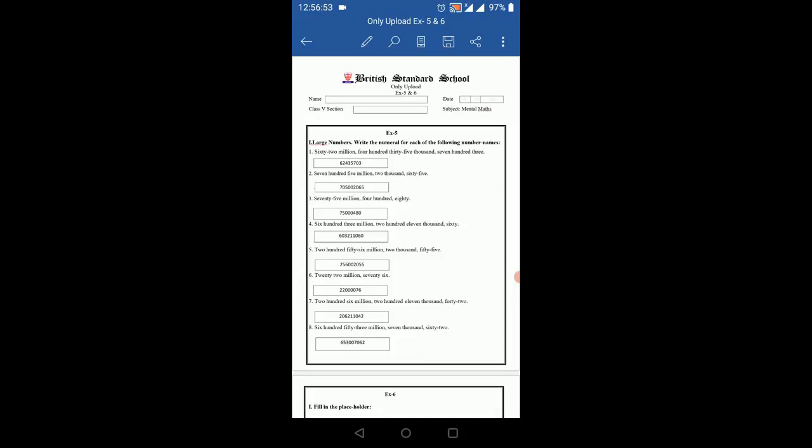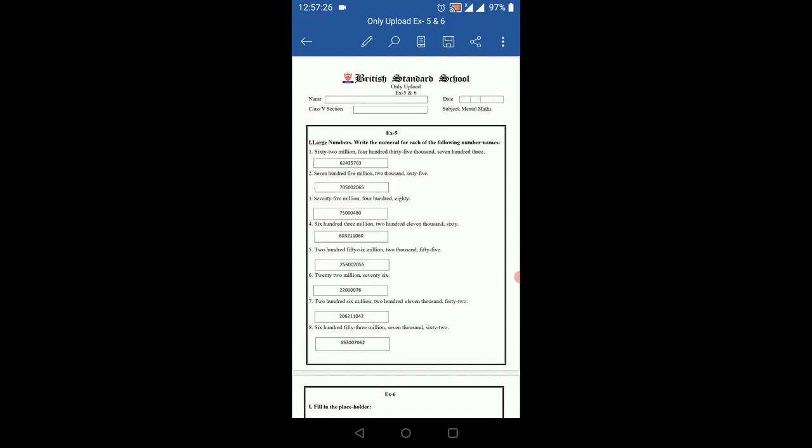62,435,703. So it will be a total 8 digit number. The first 2 digits will be for million. Next 3 digits will be for 1000 and next 3 digits will be for 100. So here 62 million, so the first 2 digits will be 62, then 435, then 703. So it will be 62,435,703.